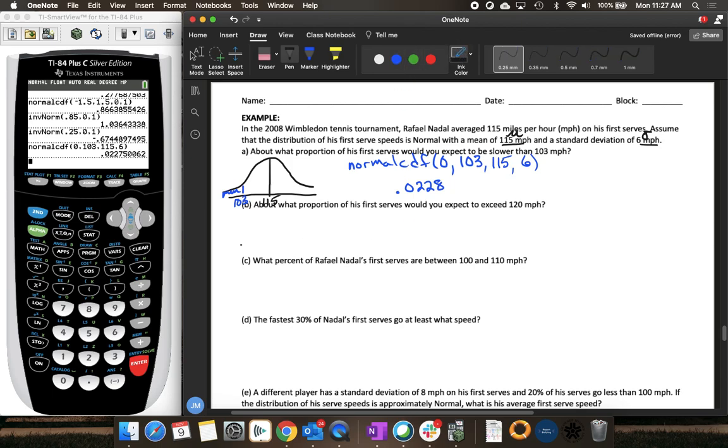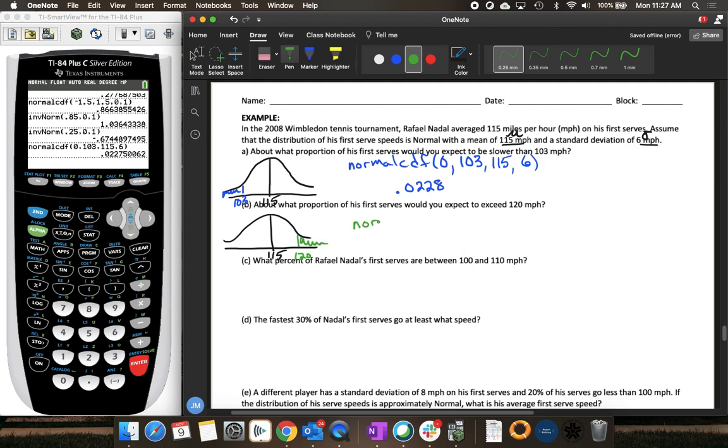All right, let's do another example. So for B, we've got our mean once again at 115. We want to know what proportion would exceed 120. So 120 is somewhere over here to the right of the mean. We want to know what proportion will be more than that.